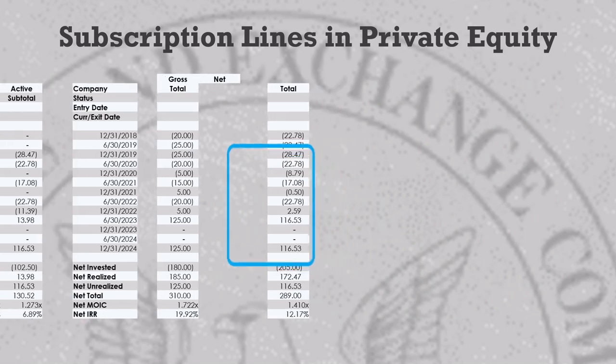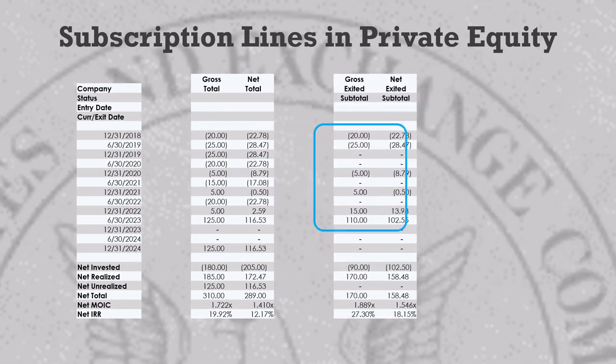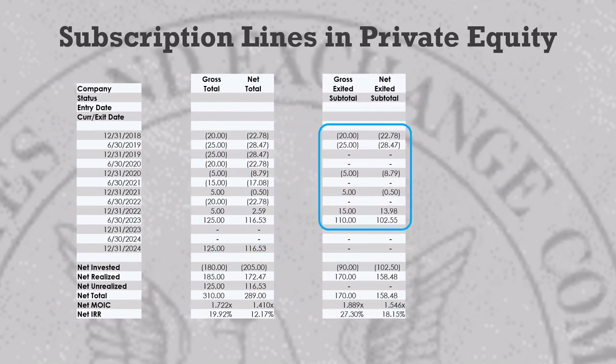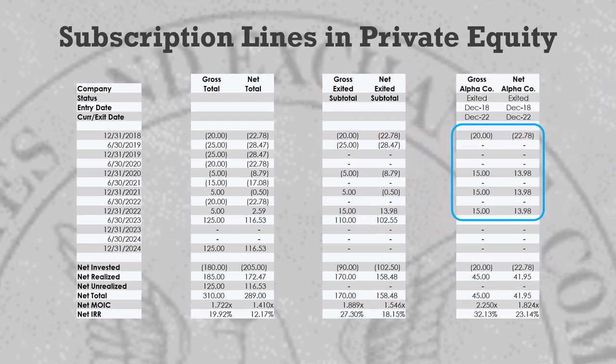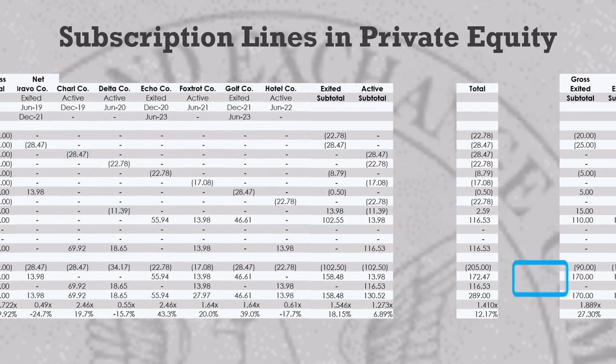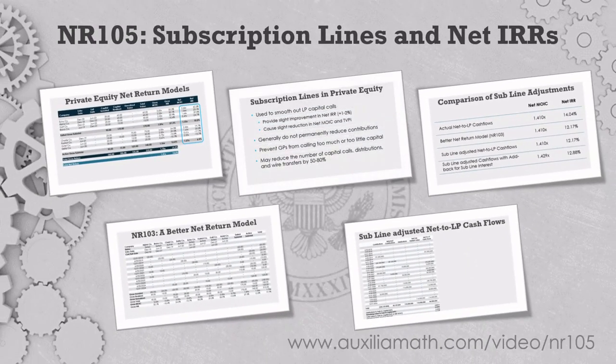For example, here's the gross and net cash flows for the fund. Same methodology, same time period. Here are the gross and net cash flows for the 4 realized investments. Same methodology, same time period. And here are the gross and net cash flows for the first investment, AlphaCo. Same methodology, same time period. So the net IRRs calculated from the better net return model are very good options for satisfying this latest requirement from our friends at the SEC. But let's say that you're not convinced and you don't want to use that better net return model.